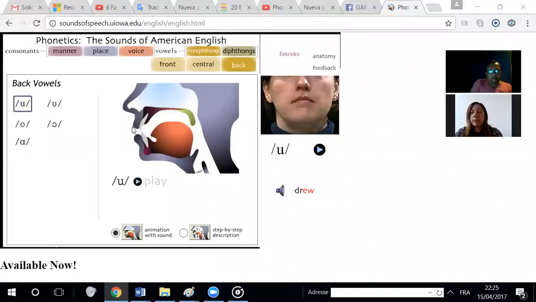Okay. Start phonetics, the sounds of American English: consonants, vowels, monophones, central, back. Back vowels. Wait, let me help you.